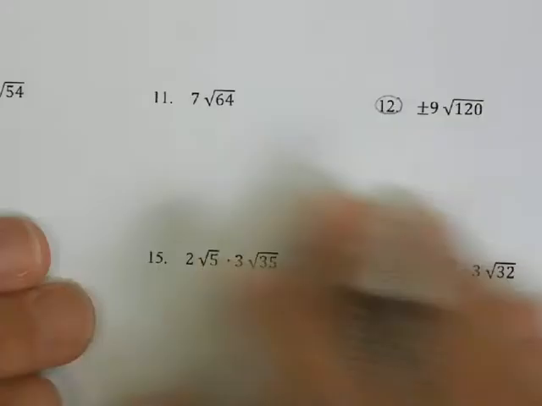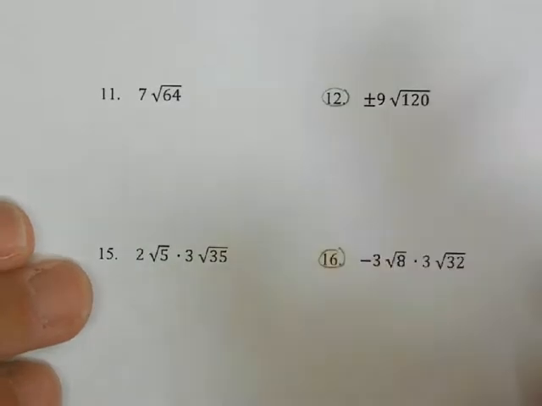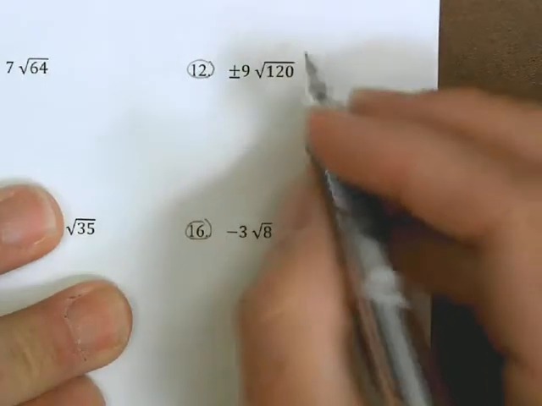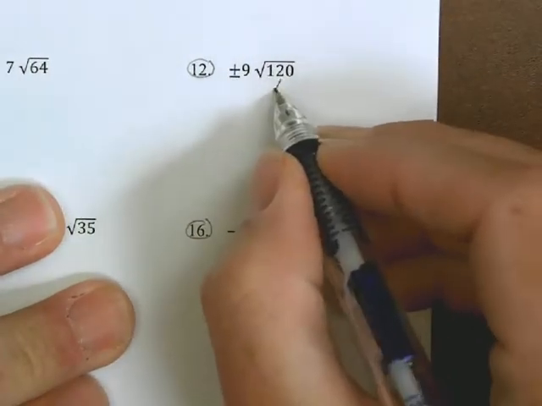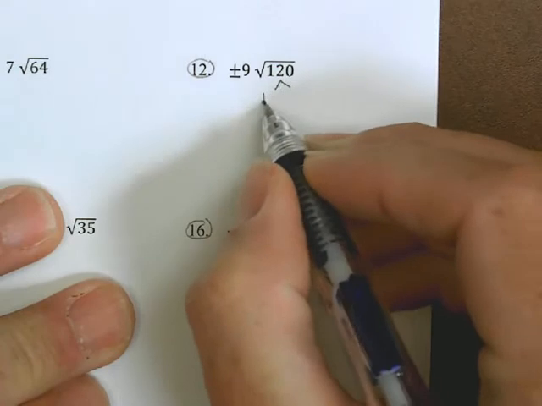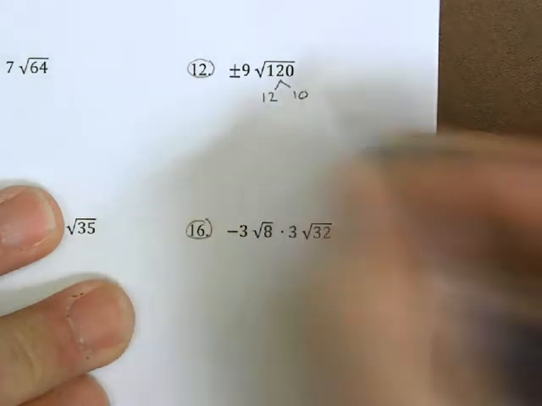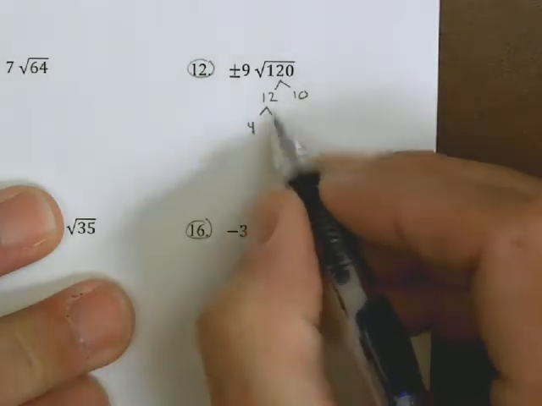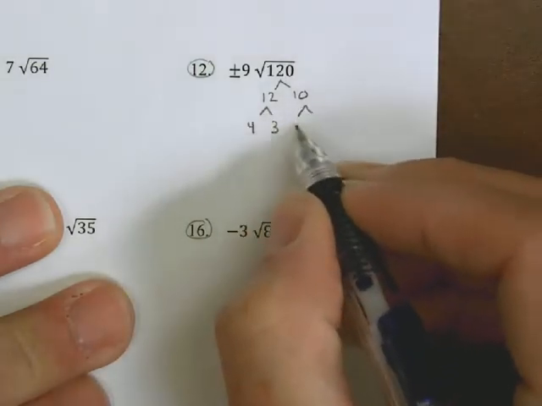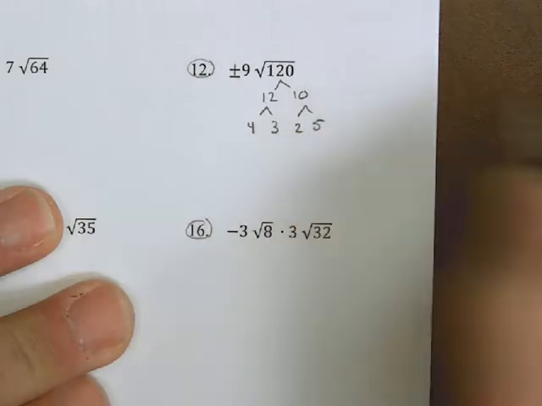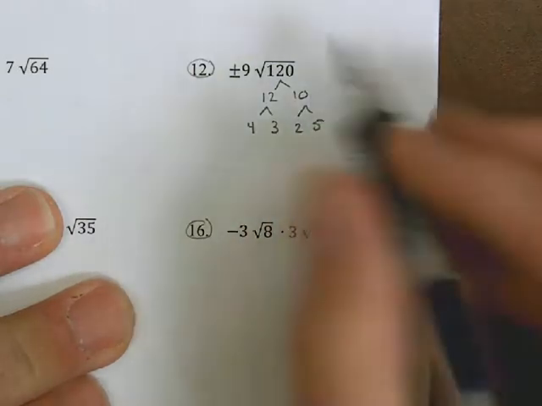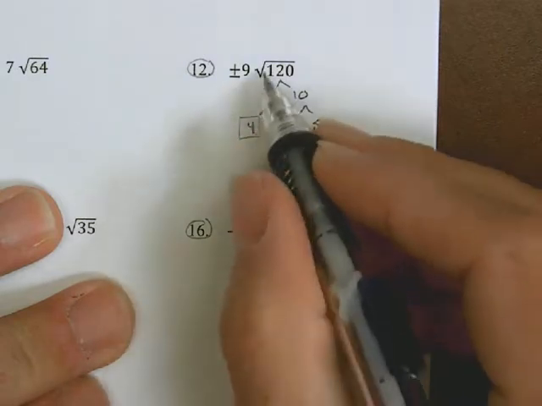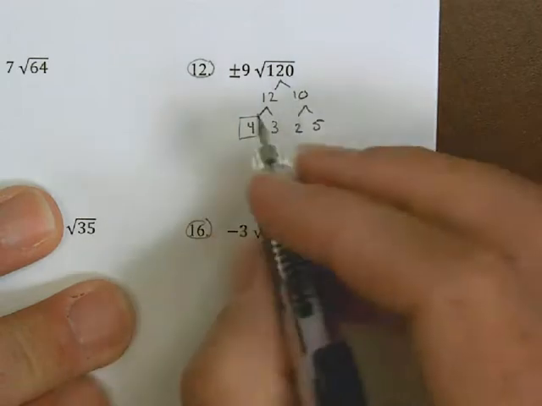Let's move over to number 12. On number 12, we have plus or minus 9, and then root 120. Again, same thing here. I'm going to break apart the 120 the way I see it first. I see this as 12 times 10. I'll break that apart again. I have a 4 times 3, and over here a 2 times 5. The square root of 4 is 2, so I could put that on the outside.